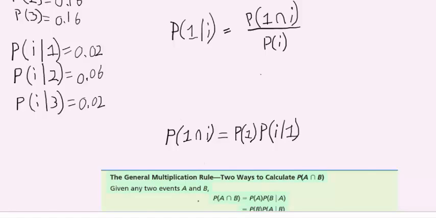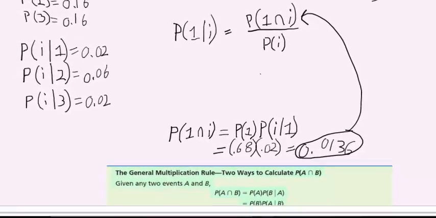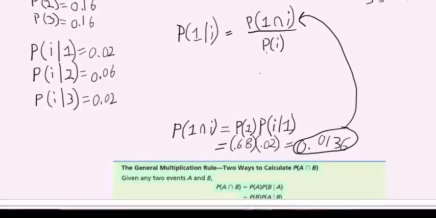I just use this formula down here with the notation that we're using based on this problem. Now I'm going to fill in the pieces with what they actually are. Probability of 1 is 0.68. Probability of I given 1. Multiply those two together. There we go. We have our numerator. Goes there. We need this denominator. What's the general probability that a requisition is incorrectly entered?